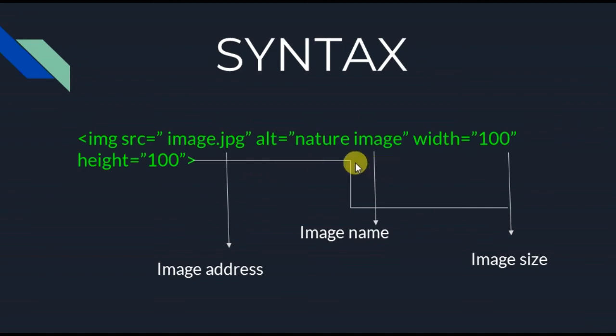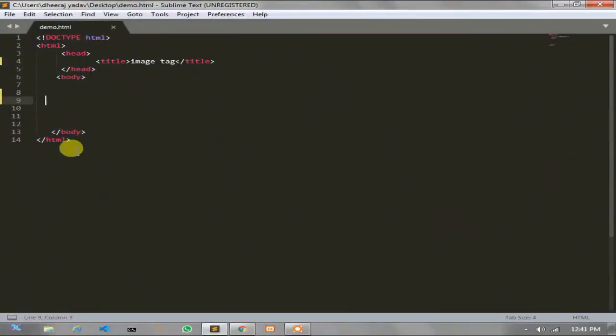So now let's do the practical. See, this is the basic HTML structure that we have already covered in our previous videos. Now I want to display an image in my web page, so I will use the image tag here. See how it looks like.